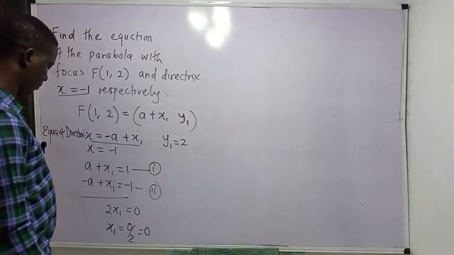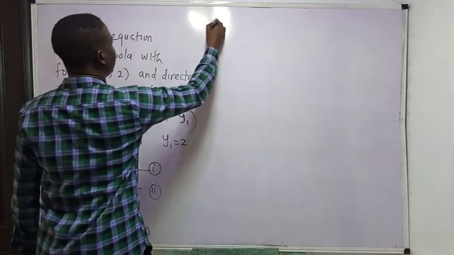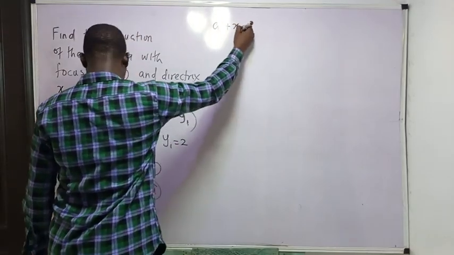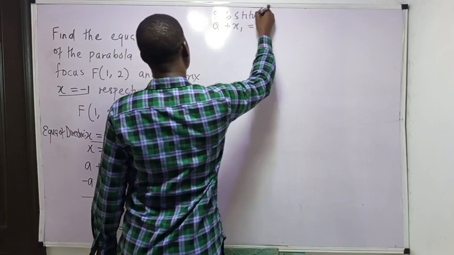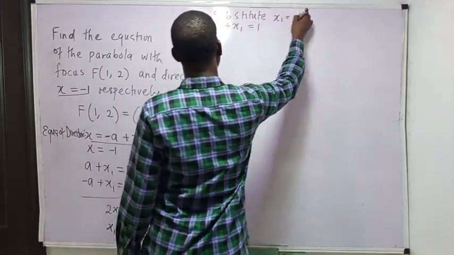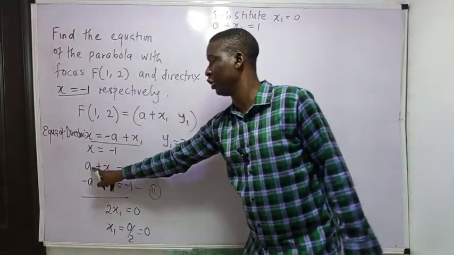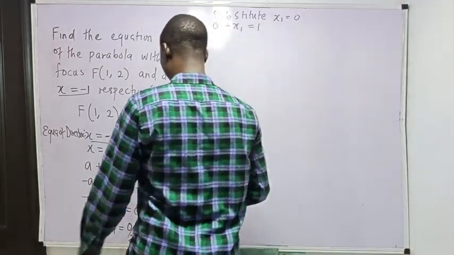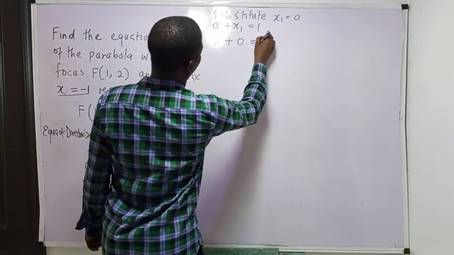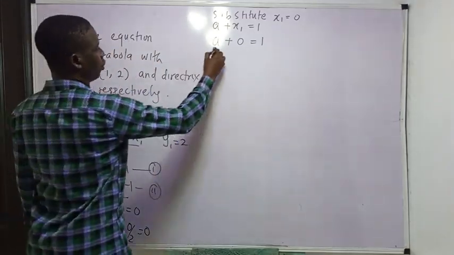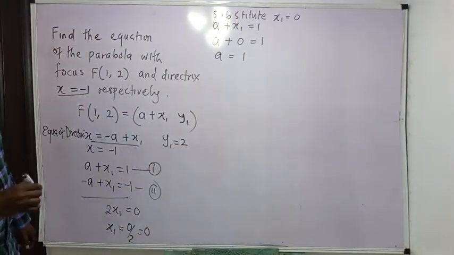What about our a? How do we get our a? Substitute in any of the equations. Our a plus x1 equals 1 is equation 1. Substitute x1 equal to 0 into equation 1. We have a plus 0 equal to 1. Therefore, a equal to 1. So we have gotten our a now.